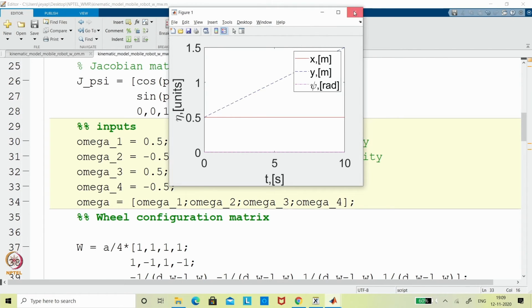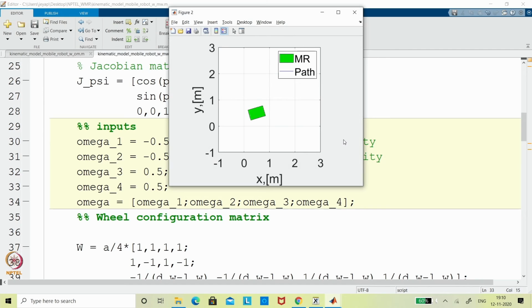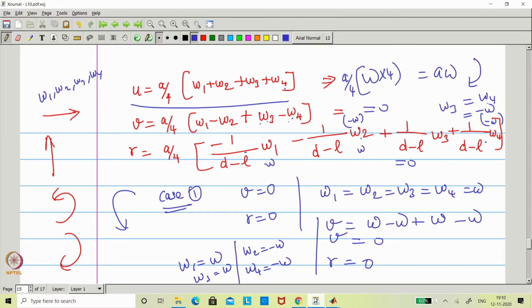So now I want to have a clockwise rotation. So then these two are negative and these two are positive, right? So that is what is going to happen. So then it would be anti-clockwise rotation, I hope. We'll see. No, it's a clockwise rotation. Okay. So that we can cross check.